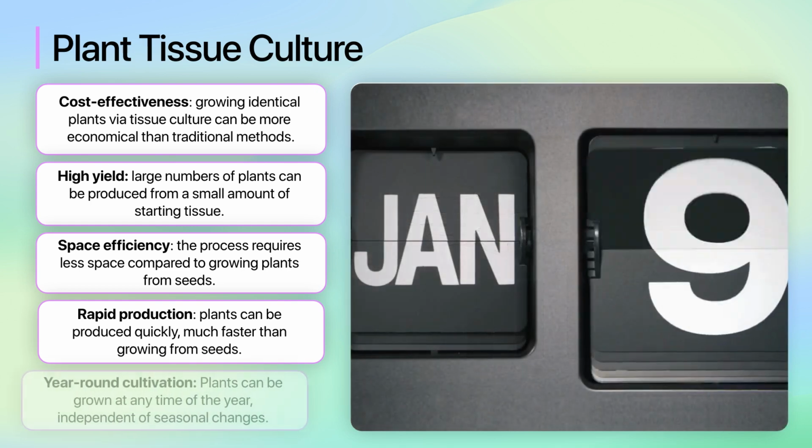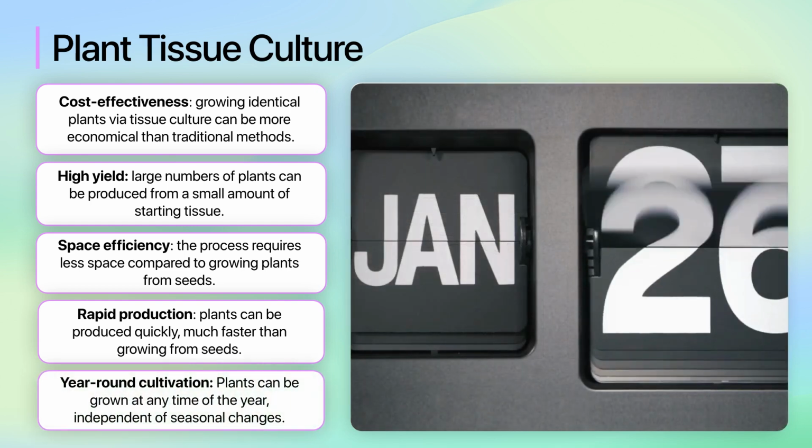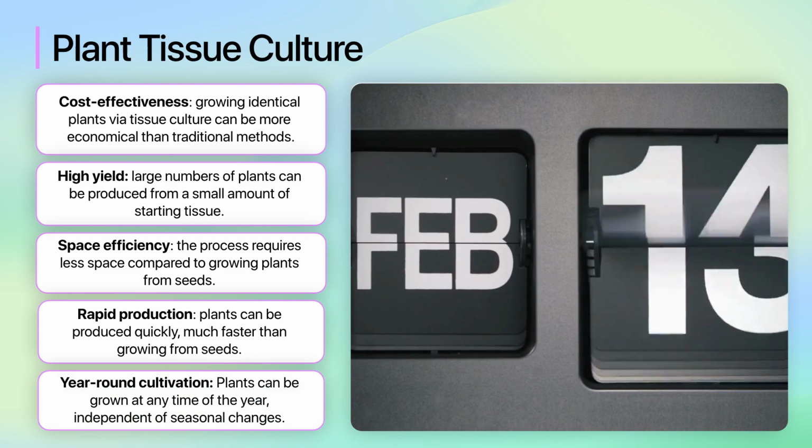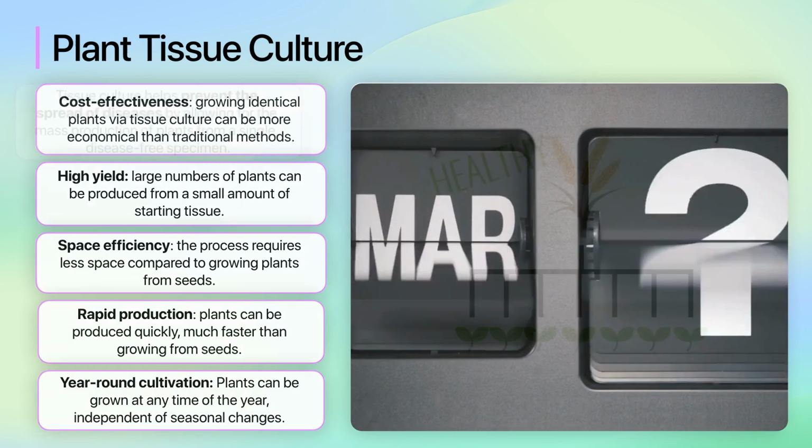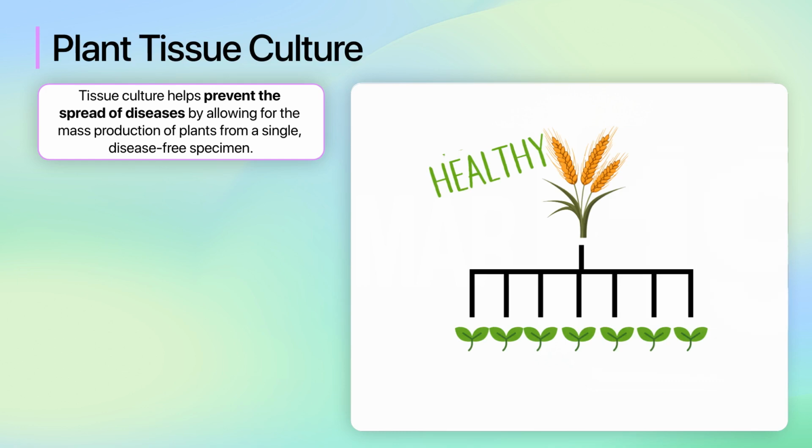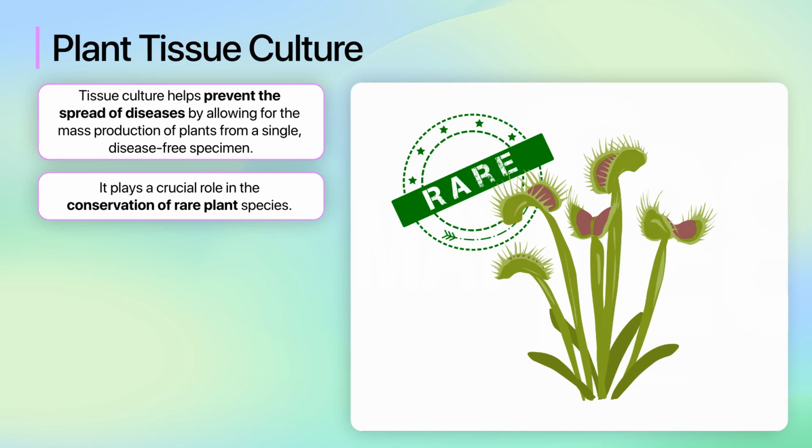There is also year-round cultivation. Plants can be grown at any time of the year, independent of seasonal changes. Additionally, tissue culture helps prevent the spread of diseases by allowing for the mass production of plants from a single, disease-free specimen. It also plays a crucial role in the conservation of rare plant species.